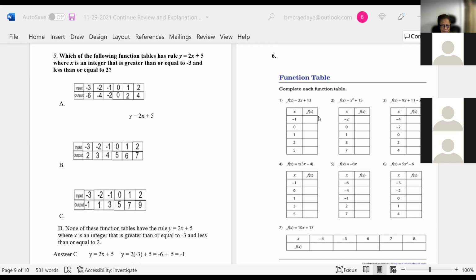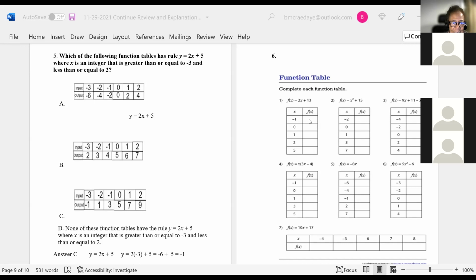It's going to be negative 11 for the first one? Well, 2 times negative 1 is negative 2, and negative 2 plus 13, Latoya, is 11. Because the 13 is positive. That's what she's saying.